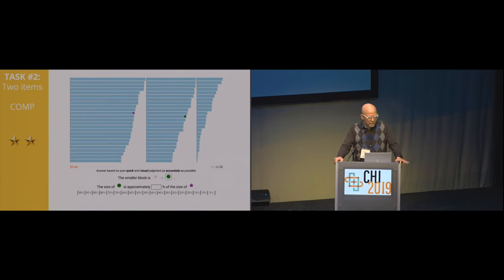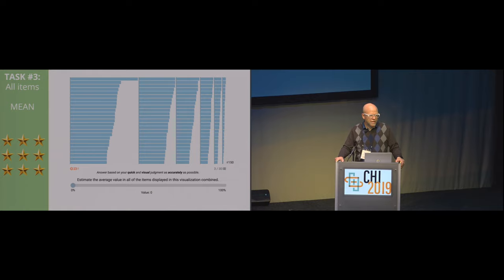The other one was on two items. So in this case, comparison. So given two items that are marked using a circle and a star, signify which one is smaller and then estimate the size of the smaller one to the bigger one. And then after a cardinality of 1, 2, the third one was more of an overview task that involved all of the items. The goal here was to characterize the distribution by assessing the average of all the data that's in the view.